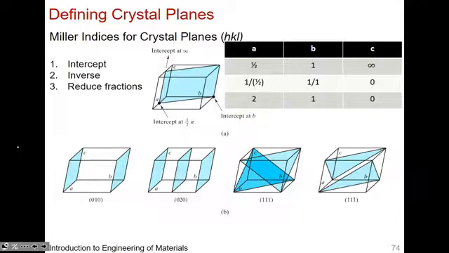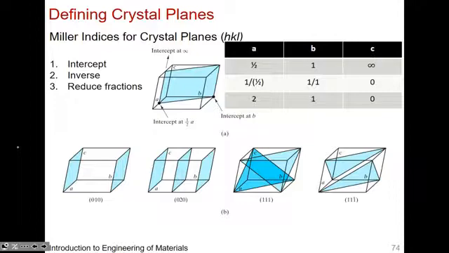You look at where these numbers intercept the principal lattice vectors. So in this case, it's a, b, c, because this unit cell might not necessarily be cubic, right? So it's not x, y, z, like a Cartesian coordinate that you might think of. And then you take the inverse of these numbers, and you can reduce the fractions again to integer numbers.